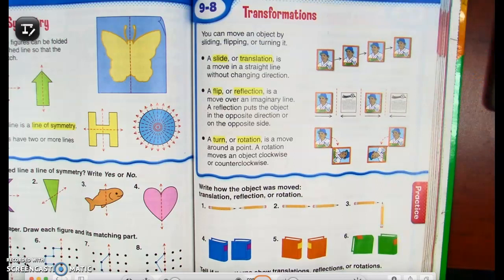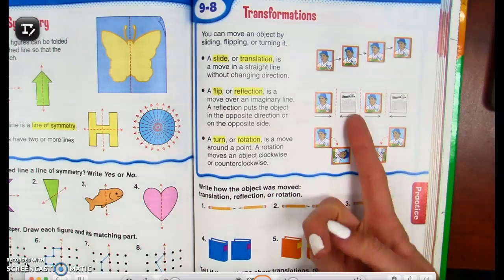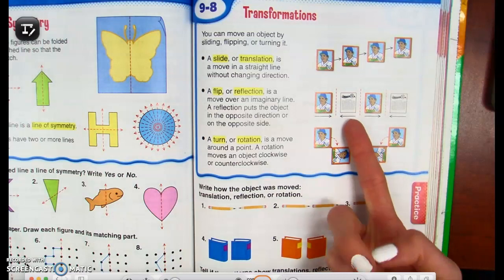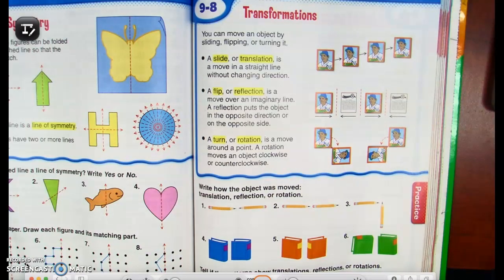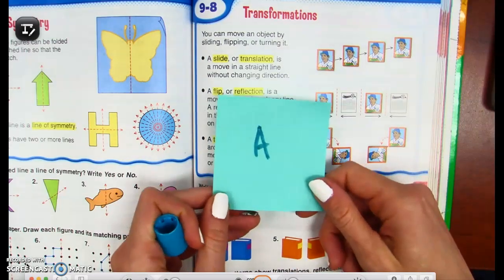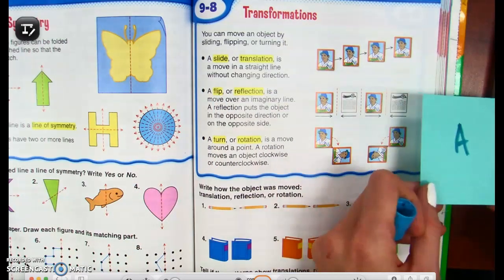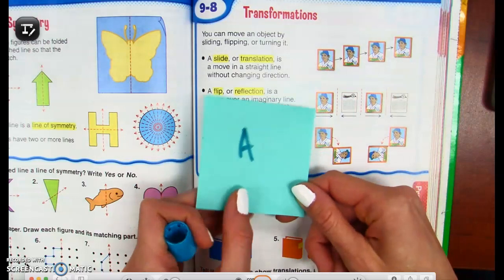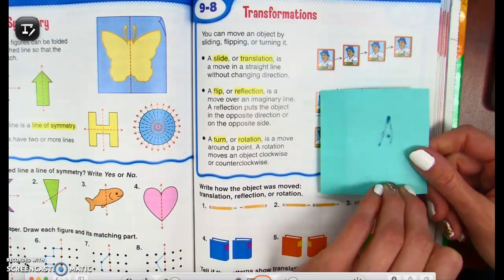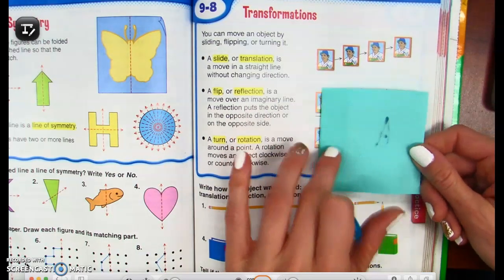A flip or a reflection is a move over an imaginary line. A reflection puts the object in the opposite direction or on the opposite side. So if you look at the baseball card, it flipped over the imaginary line and now it's on the back. Let's say I have here my sticky note here. If I were to do a slide, it's just going to stay like this. But if I were to do a flip, it's going to flip over an imaginary line. Now it's on the back side with the sticky part.